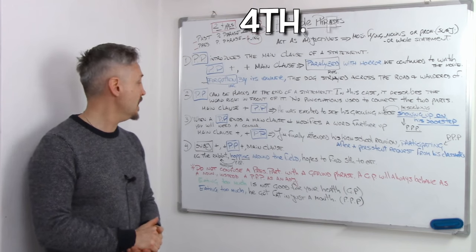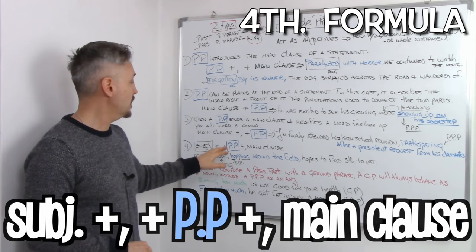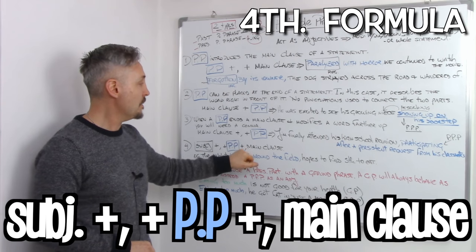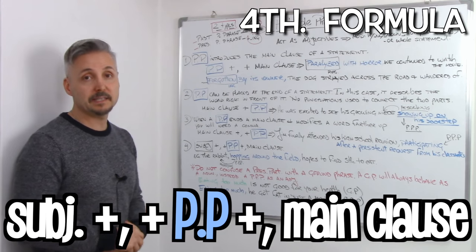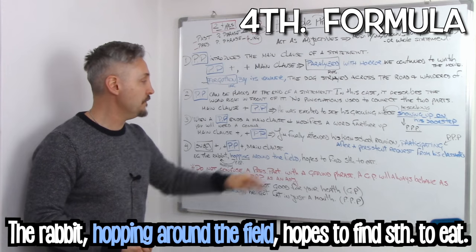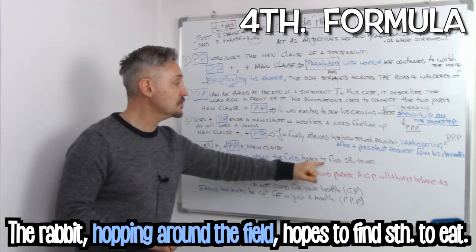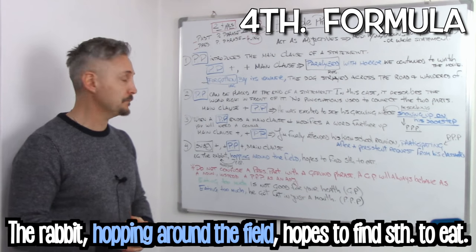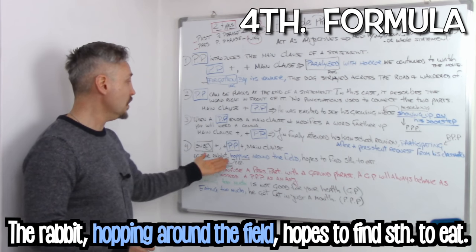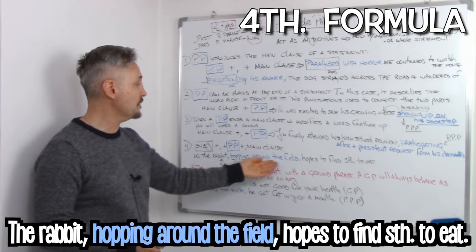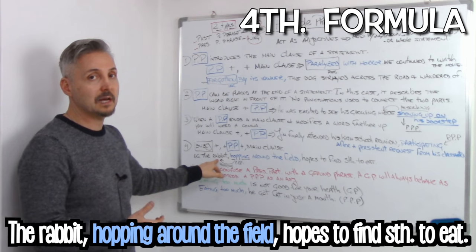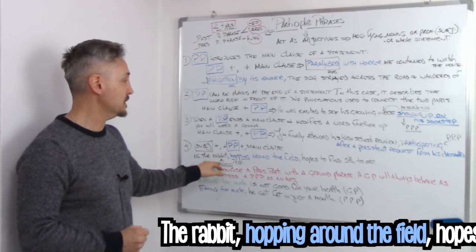The final formula is the subject plus comma plus participle phrase plus comma plus main clause. Like my example, the rabbit, comma, hopping around the field, comma, hopes to find something to eat. So here we have hopping, which is the present participle, hopping around the field, present participle phrase, and it modifies the rabbit, right? The subject of the whole statement.